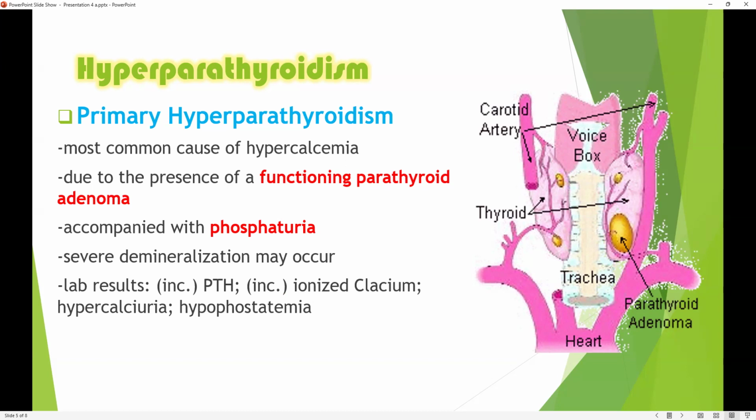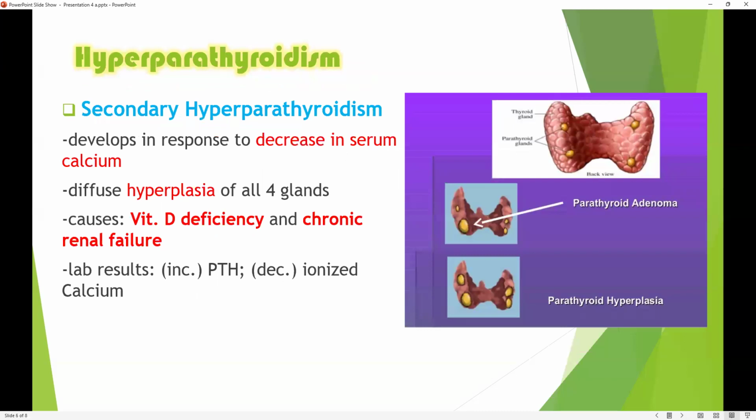So yung phosphate mo kasi tsaka calcium, they have an inverse relationship. Every time your calcium is increased, your phosphate will decrease. Okay, kaya nga may phosphaturia siya, meaning there will be an increased level of phosphate in your urine. So we have secondary hyperparathyroidism. It develops in response to decrease in serum calcium.